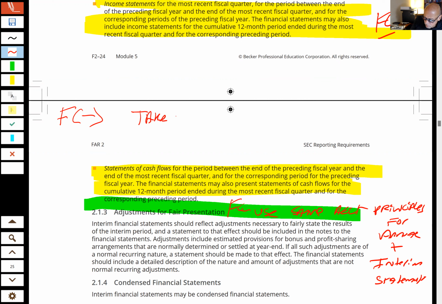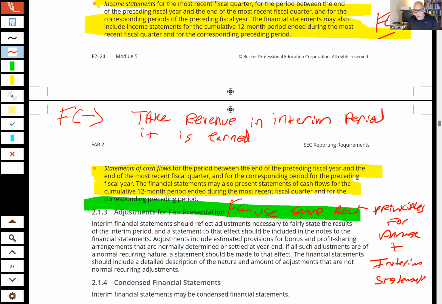Take revenue in interim period. It is earned. So if revenue is earned in the first quarter, what quarterly statements would you include that revenue in? Each quarter. If a revenue is earned in the first quarter, what period would you take that revenue in? First quarter period. In the first quarter.